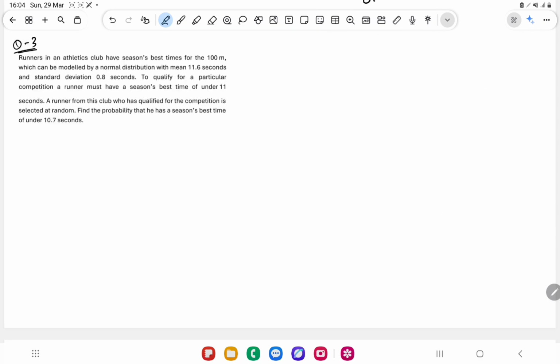Now this is a practice question for all of you. In this also we have to find the probability and this normal distribution is given to you. So it means you will be using normal distribution in your GDC. Do comment the answer in the comment box given.